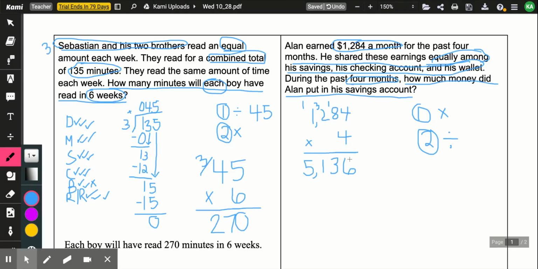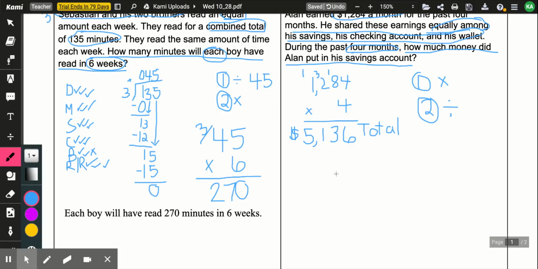So now what does this number tell us? Well, this is dollars. This is going to be his total amount of money that he has in those 4 months. Here's our total. Now, what did he do with the total? He split it up, divided it between those 3 things. So now we're going to do that: 5,136 divided into those 3 places. We have to remember our division steps.